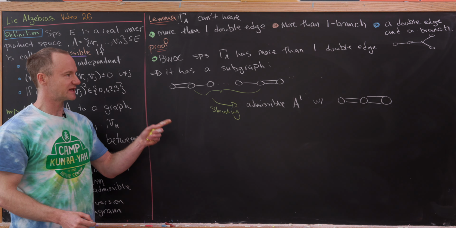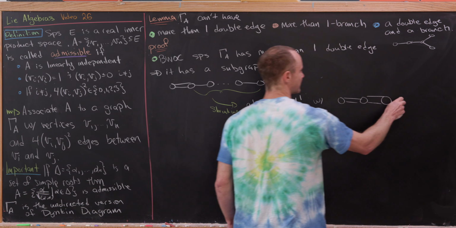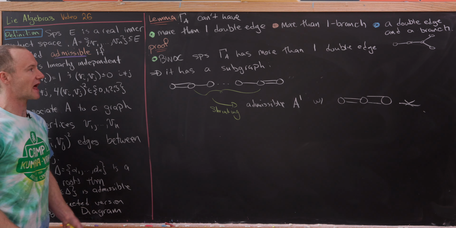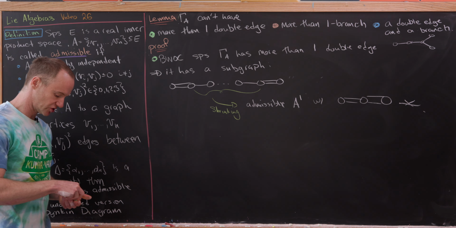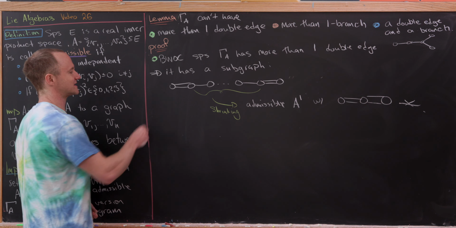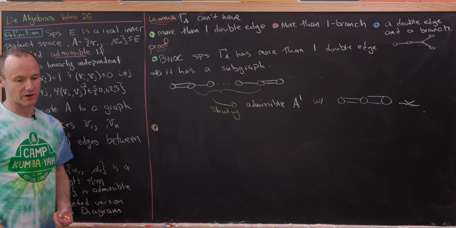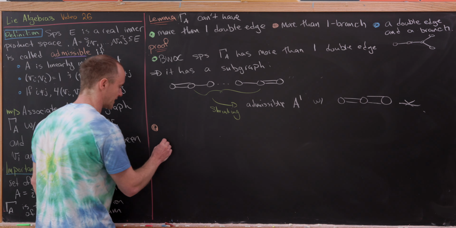And that's a contradiction because that middle vertex is connected to four edges. So that means that we cannot have more than one double edge. Now, the rest of these are essentially the same. Let's maybe do this peach colored one first, more than one branch. And I'll just draw a picture.